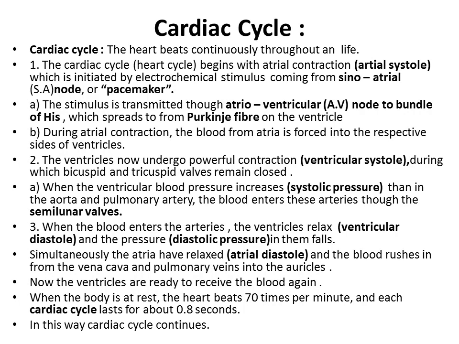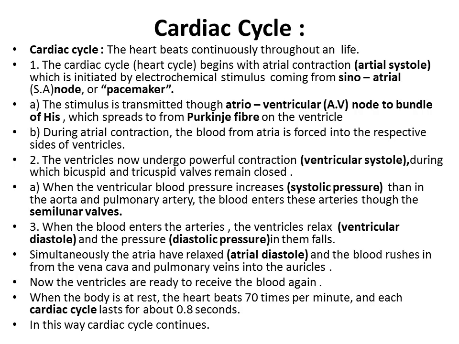Cardiac cycle. The heart beats continuously throughout the life. So cardiac cycle begins with the atrial contraction, that is atrial systole, which is initiated by electrochemical stimulus coming from the SA node, that is sinoatrial node, which is also called pacemaker because it initiates that impulse. The stimulus is transmitted through atrioventricular node to bundle of His, which spreads to Purkinje fibers on the ventricle.